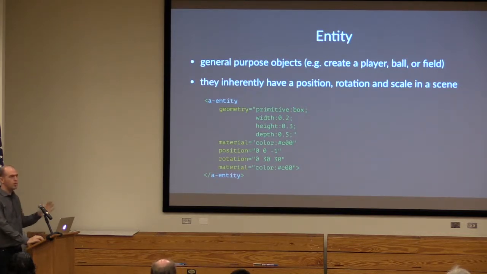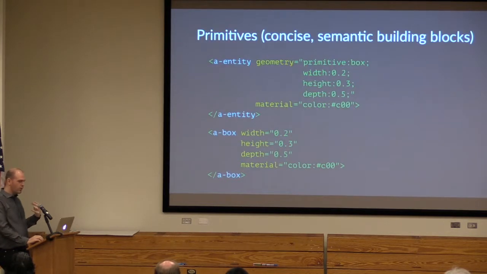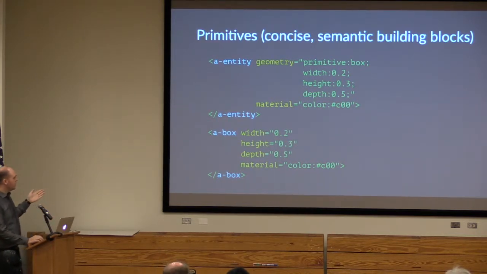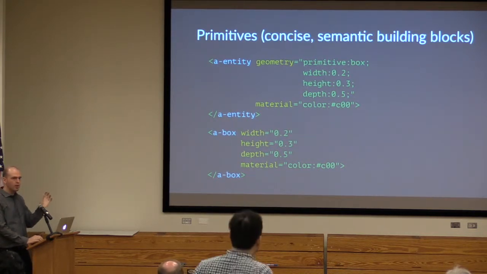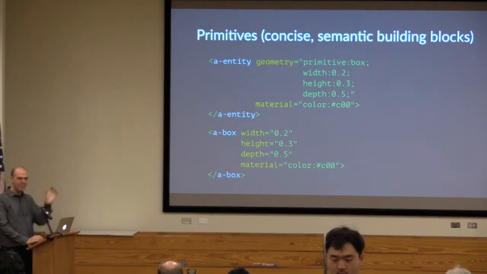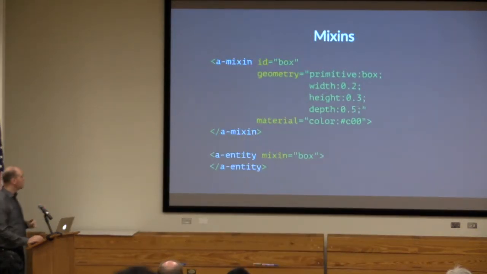A-frame gives us a whole library of primitives, which are concise versions of entities. So I don't have to always write entity geometry box. I can just say a-box, and then give the box width, height, length, and so on. And so that's just a more concise and easily readable way to compose objects in a stage.